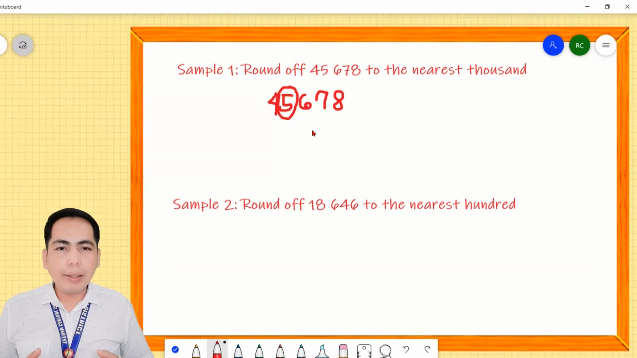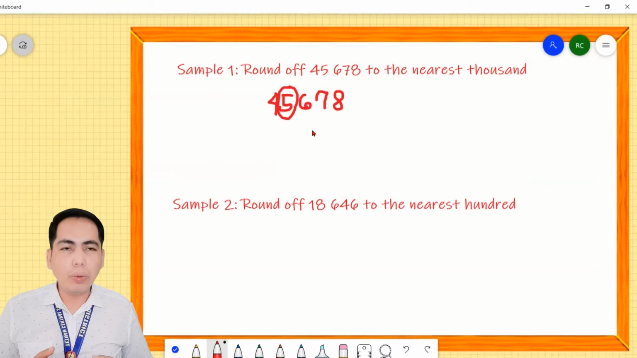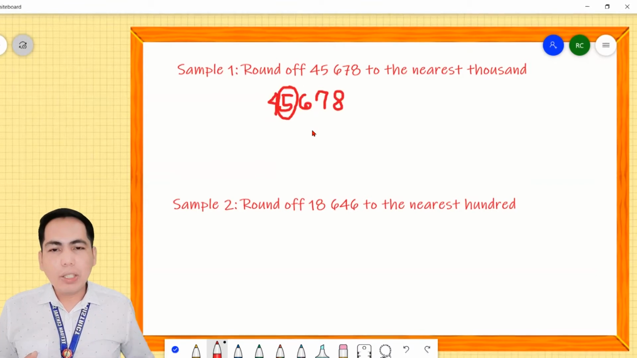Next, we have to identify the digit after the digit that we are going to round off, to the right. So the digit after 5 is 6. So we have to underline this because this digit is very important. This will tell us whether we are going to add 1 or to retain the digit that we are going to round off. So according to the rule, if the digit that I underlined is 0, 1, 2, 3, or 4, we have to retain the digit that I encircled.